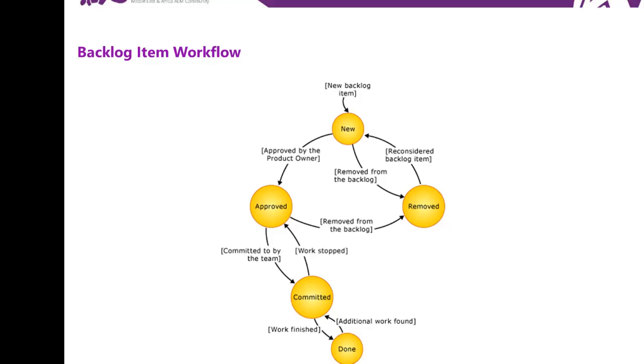Now, from the approved state, if the dev team decides to commit to that user story in a specific sprint, and let's talk about software, we change the state to committed. Now, if the work stopped because more requirements are added, or we have an impediment that we didn't account for, then it goes back to approved. And if the user story is complete, we change the state to done.